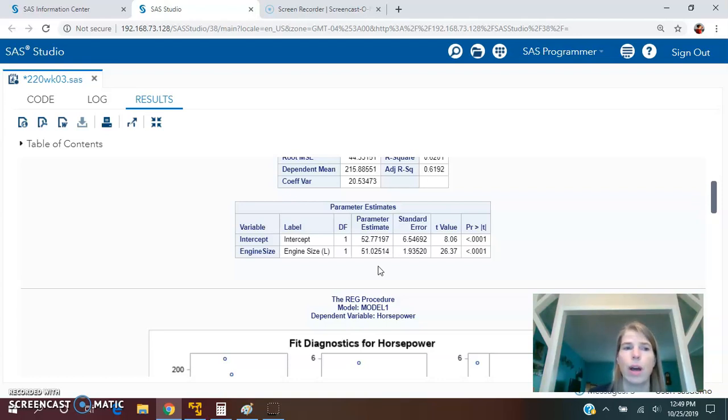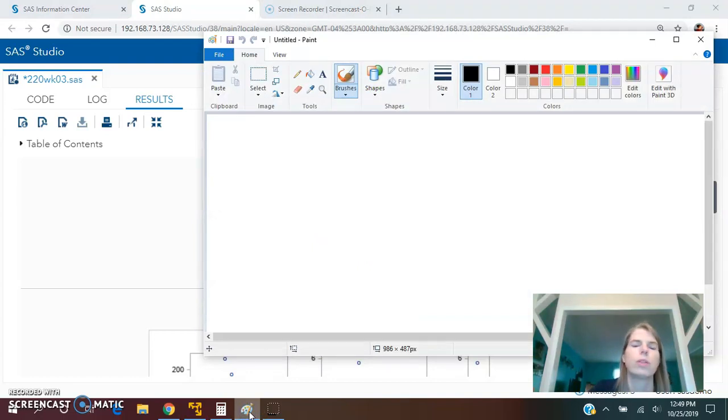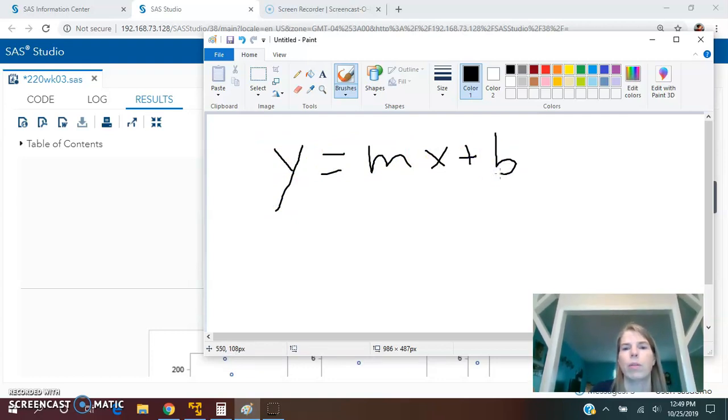And I'm also going to show you how to do it programmatically in SAS. All right, so by hand, let me bring up this. We're going to write an equation of the form y equals mx plus b. This is probably what you remember from high school. But I'm going to rearrange it a little bit.